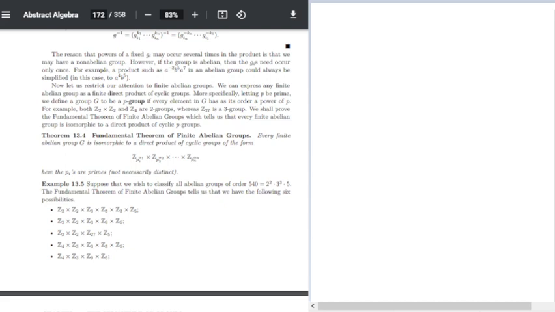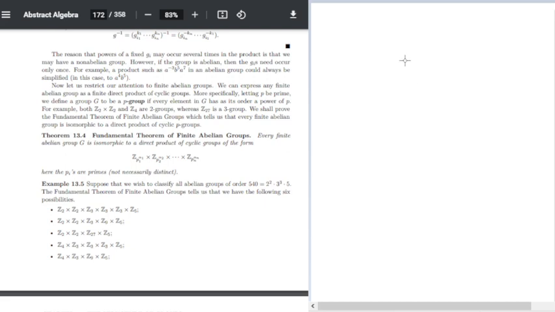Now, let us restrict our attention to finite abelian groups. We can express any finite abelian group as a finite direct product of cyclic groups. More specifically, letting p be prime, we define a group G to be a p-group if every element in G has its order a power of p. For example, both Z sub 2 times Z sub 2 and Z sub 4 are 2-groups, whereas Z sub 27 is a 3-group. We shall prove the fundamental theorem of finite abelian groups, which tells us that every finite abelian group is isomorphic to a direct product of cyclic p-groups.